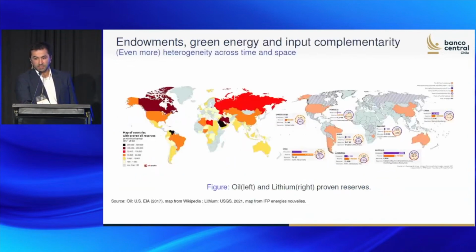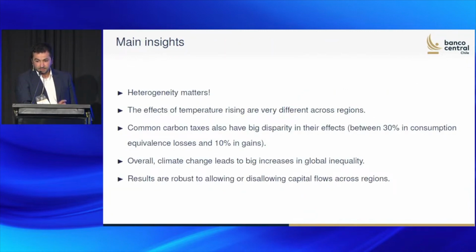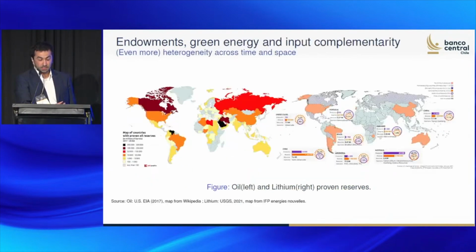So now, as I say, they make the big point that heterogeneity matters. Now what I'm going to show is that maybe a different dimension of heterogeneity also matters. The first one is something that is discussed a lot in Chile: the effect of endowments, green energy transition, and input complementarities.